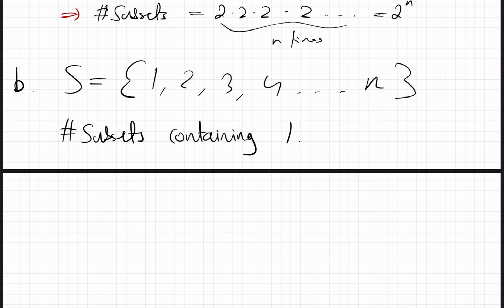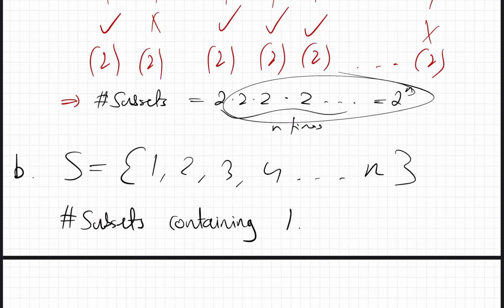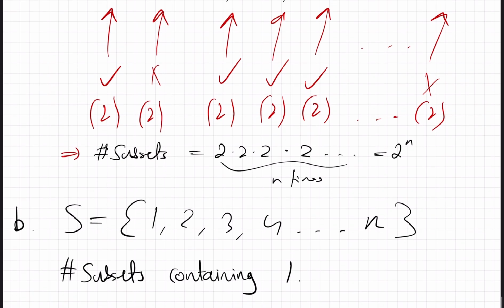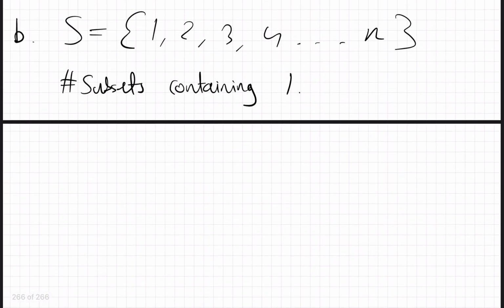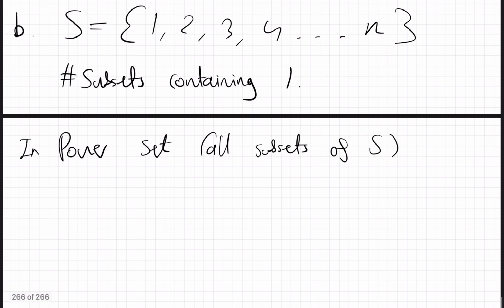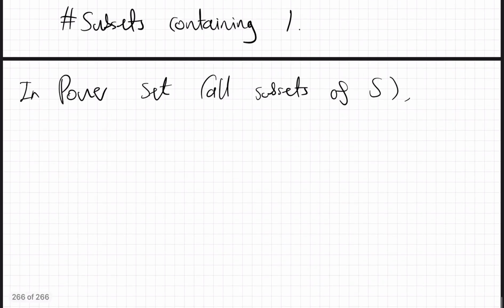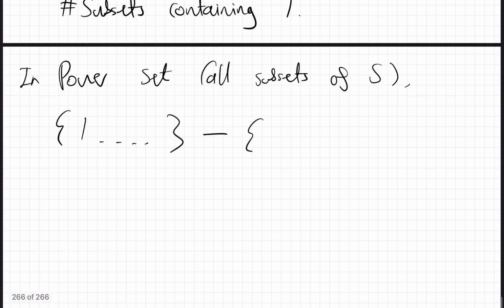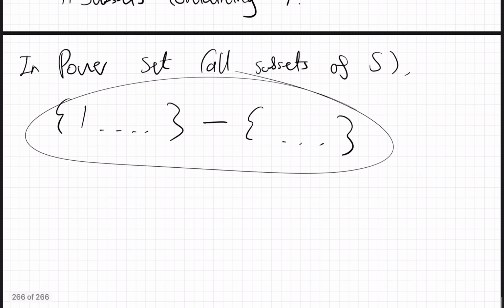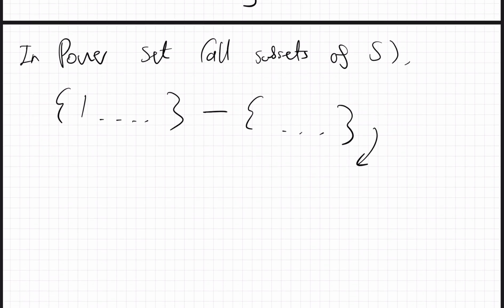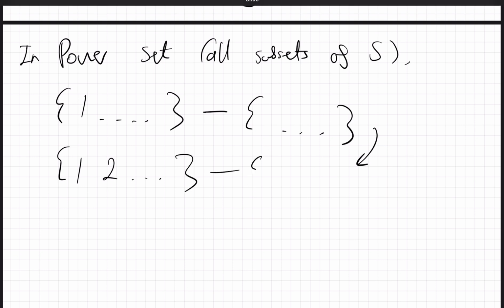Okay, so what I'm thinking is, of all of the subsets, half of them are going to contain the 1 and half of them aren't, because if you imagine the power set, all subsets of S, within this, for every set, there's going to be one set which contains 1, paired with one set which has all the same elements but doesn't contain 1. Because this contains every single subset of S, there's going to be one of these for every single set within this.